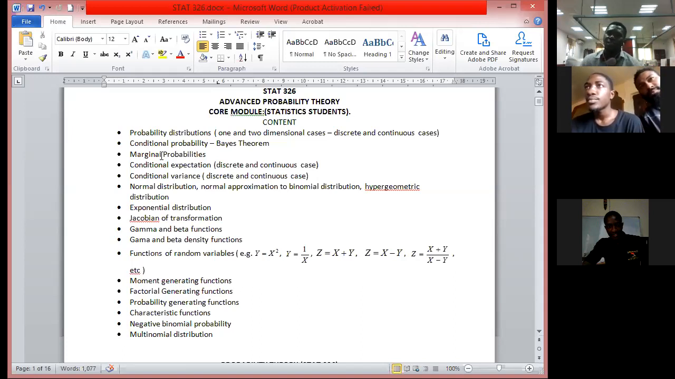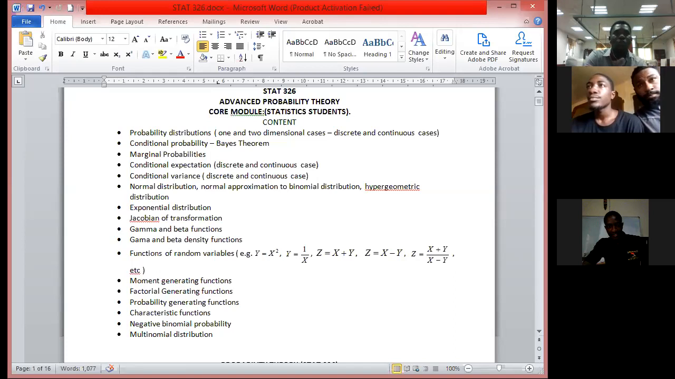So what is the theorem behind them is what we are discussing. And we'll also look at conditional variance, for continuous and discrete cases, normal distribution, normal approximation to binomial, hypergeometric distribution. We also have the Poisson distribution, but you will know the distinction between a discrete random variable and a continuous random variable, and which of these fall under the probability theory. As we go along, you learn them.